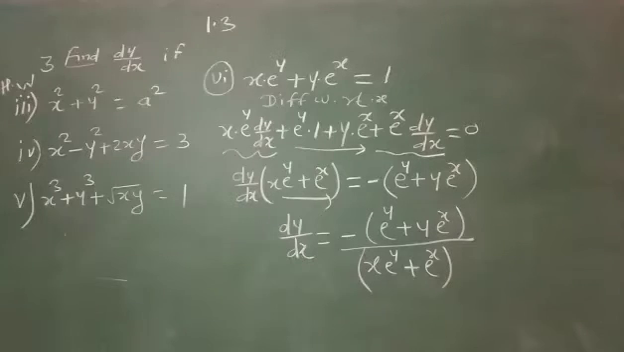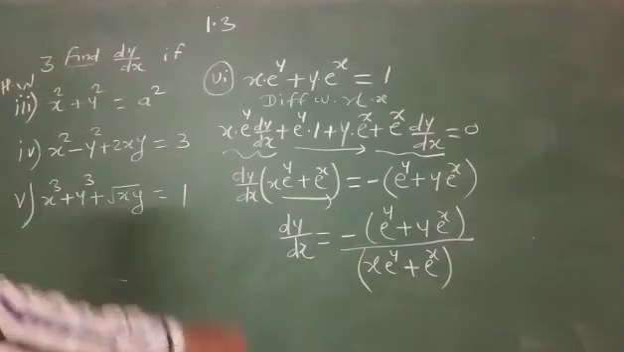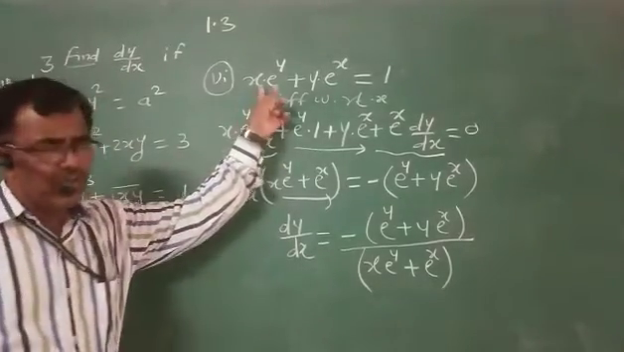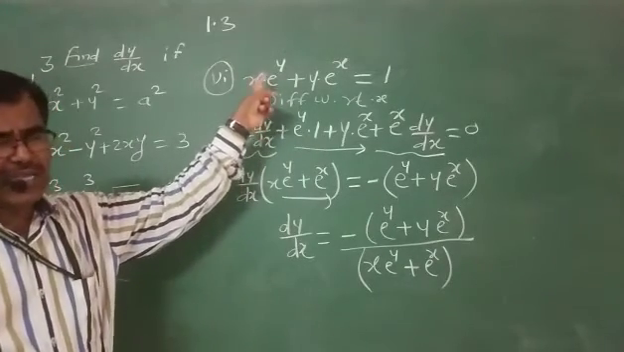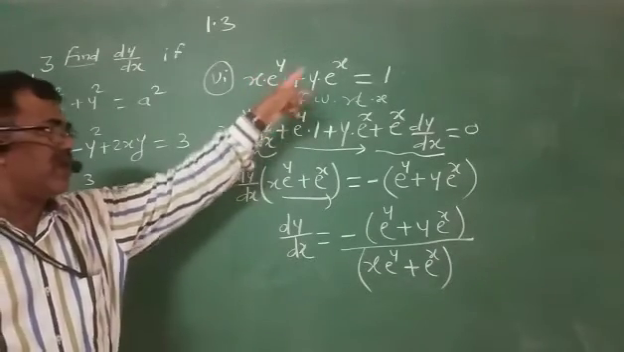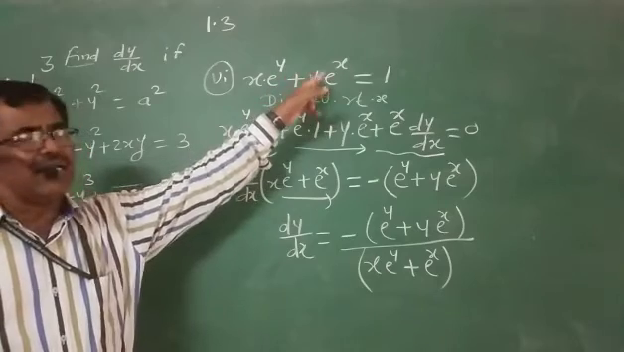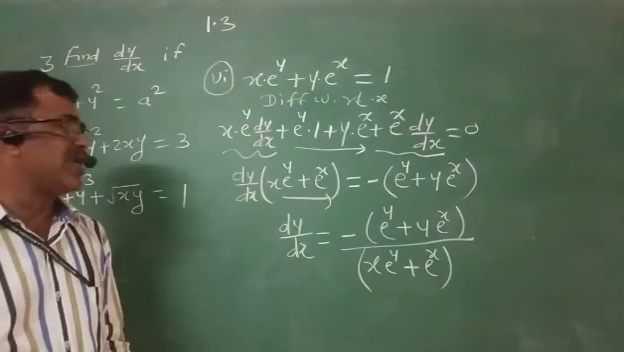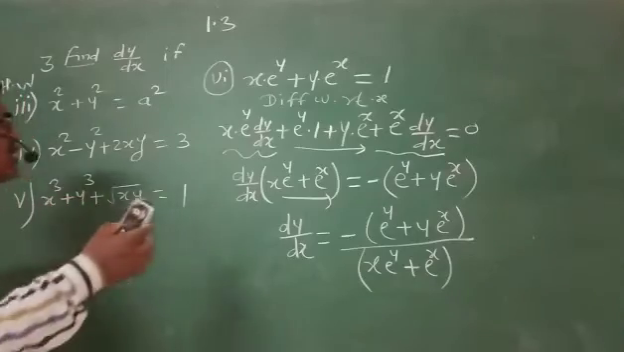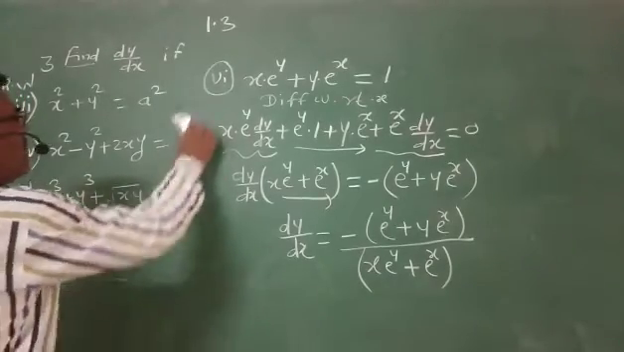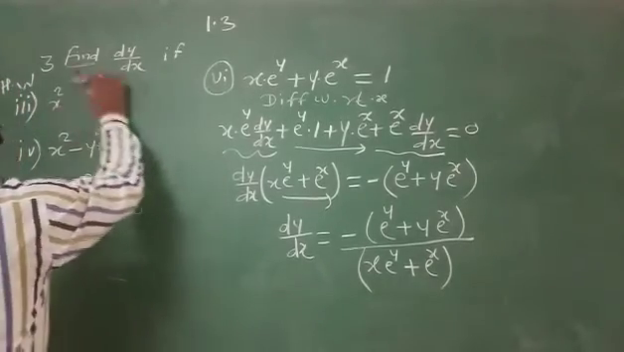Now see question number 7. It's a direct derivative that we have to find. Here, what do we do? Derivative of x is 1, derivative of e raised to y is e raised to y into dy by dx, derivative of e raised to x is e raised to x. We have to use the product rule. After using the product rule, we proceed further.